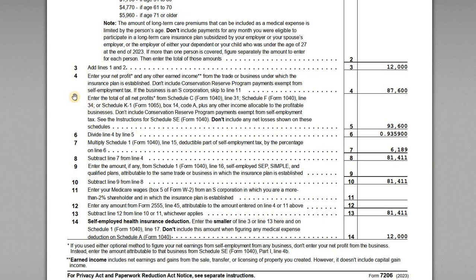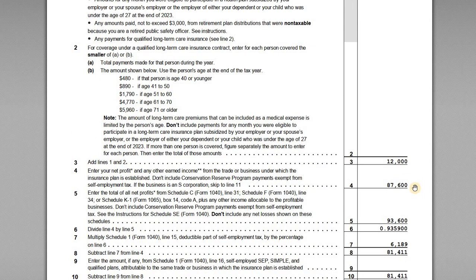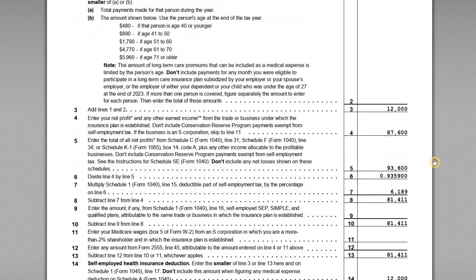Now on line 4, it asks us to enter our net profit from the trade or business under which the insurance plan was established. So line 4 is going to be that net profit just from the partnership. So there's that $87,600 figure, right? $87,600 in net profit attributed just to the partnership. We're not including the $6,000 in net profit from the Schedule C business.